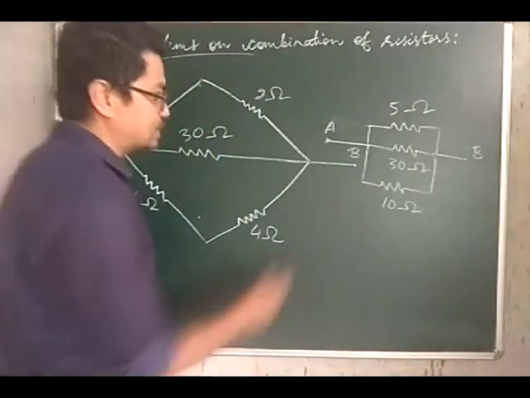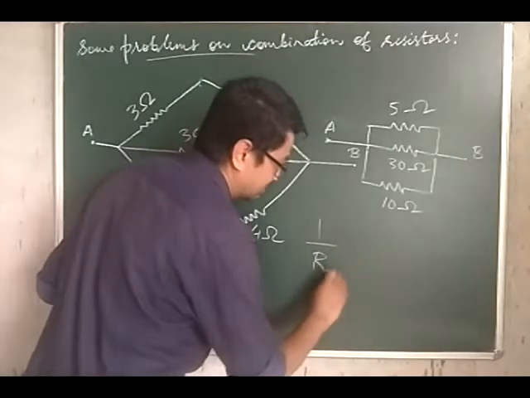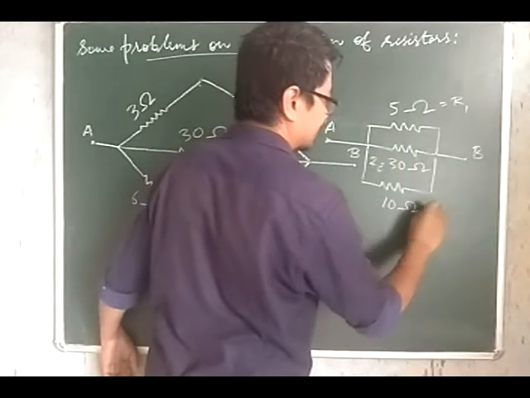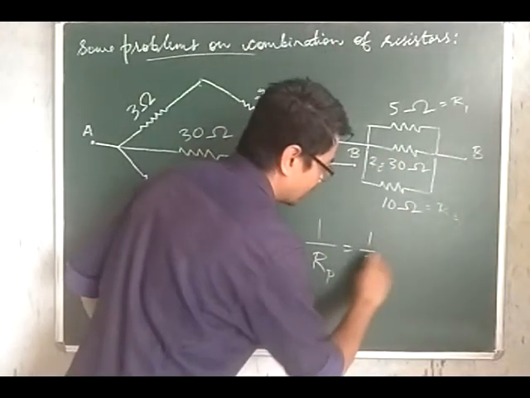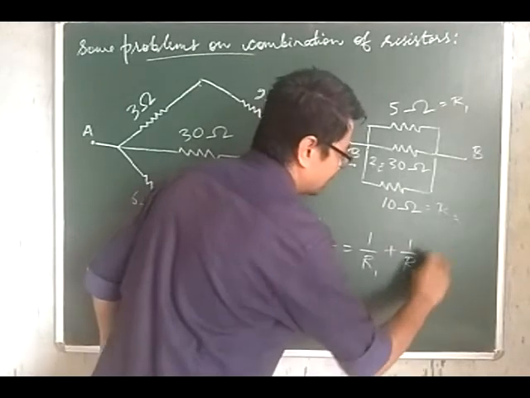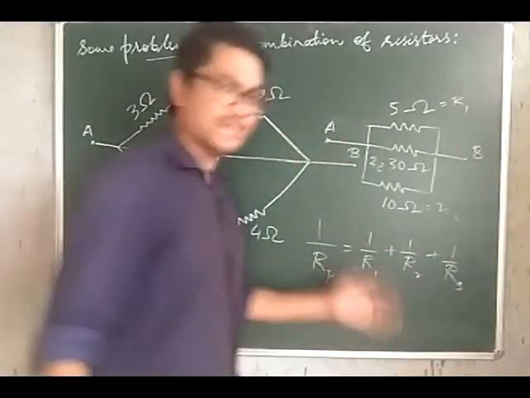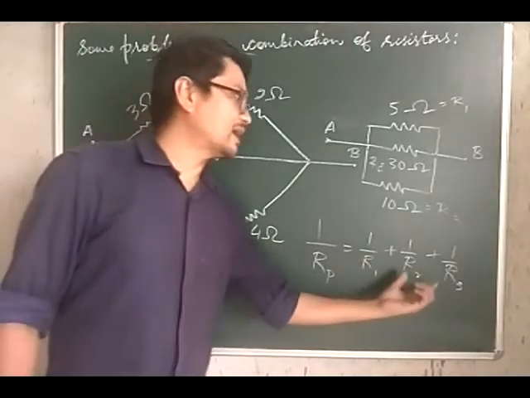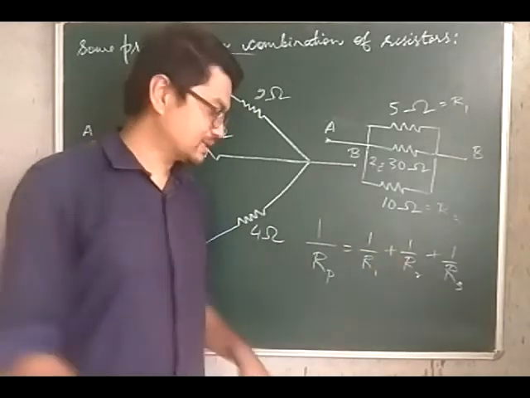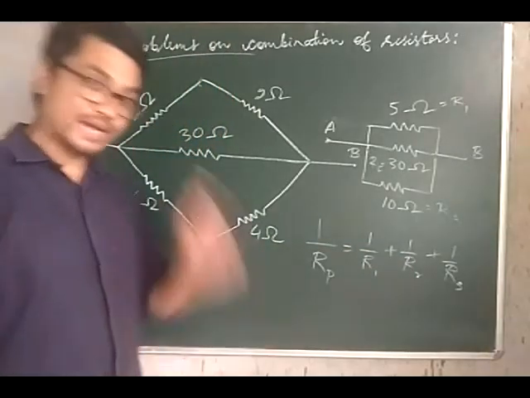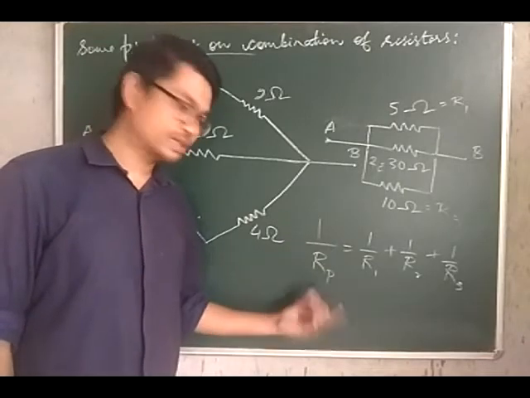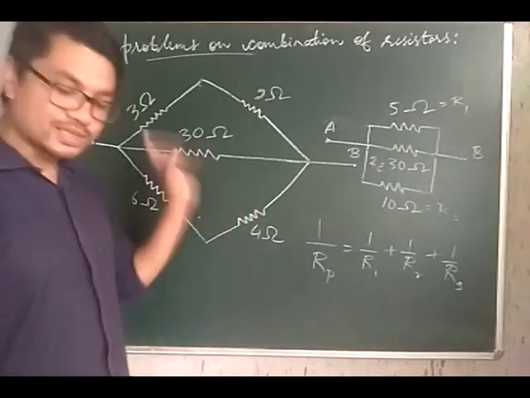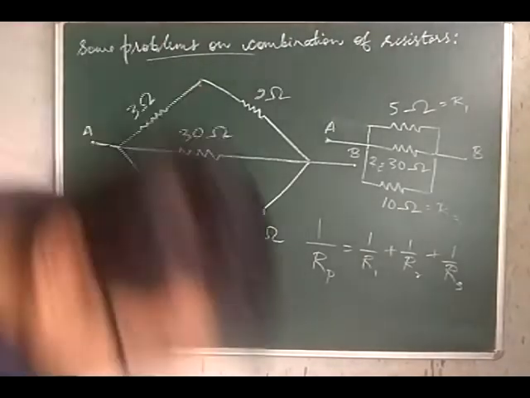So how do you find the equivalent resistance? For equivalent resistance in parallel, let's call this R1, this R2, and this R3. So 1 by Rp equals 1 by R1 plus 1 by R2 plus 1 by R3. I will only tell you the physics part, how to solve it. You will substitute their values, of course, and do the mathematics and you will get the value of the equivalent resistance. Mind you, equivalent resistance is not 1 by Rp, it is simply Rp. So you need to find the value of Rp. This is how you do this problem.